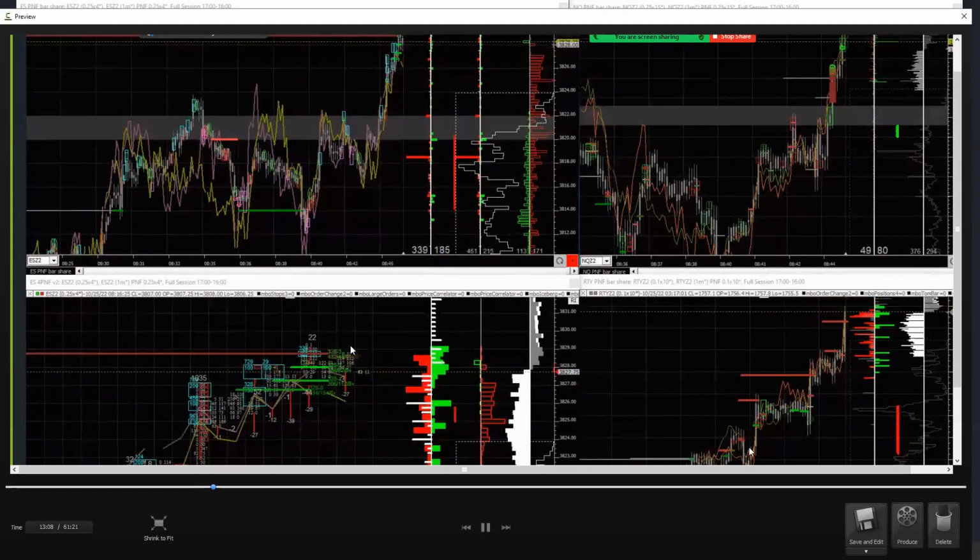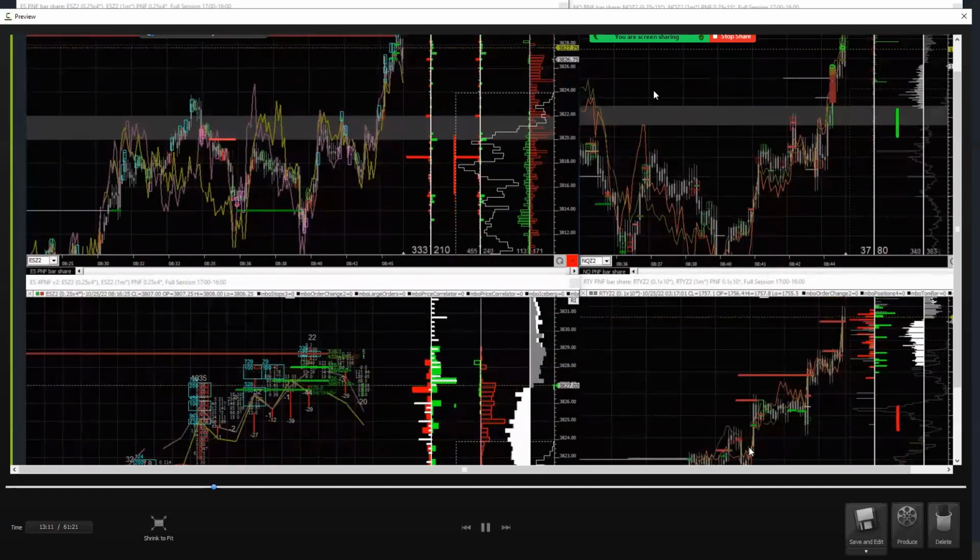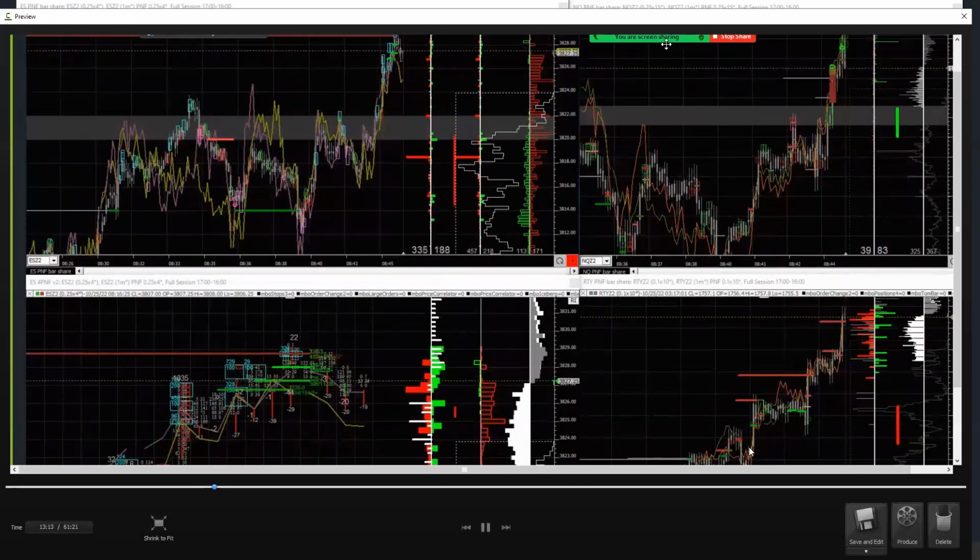But it goes back to, if you don't know why price moves, you'll never be able to predict it. More buyers, fewer sellers.